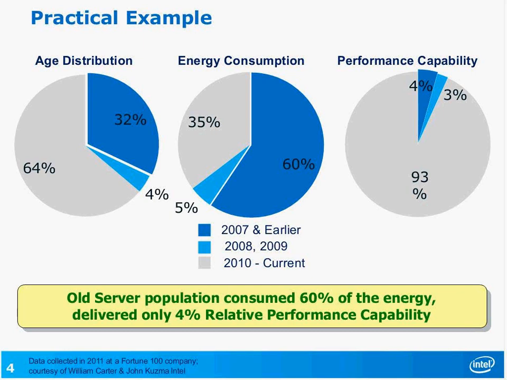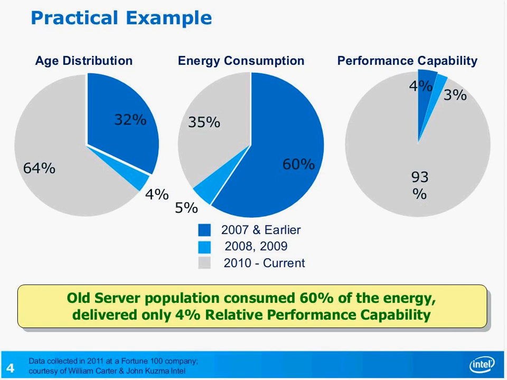These pie charts actually come from a real data center in the United States where we looked at the age distribution, energy consumption, and performance capability of servers in that data center. And what you can see here is this is a company where about a third of the population of servers are older. They're 2007 or earlier. And then the company clearly didn't buy much during the worst of the recession in 2008 and 2009. And now about 2/3 of the infrastructure is 2 years old or less.